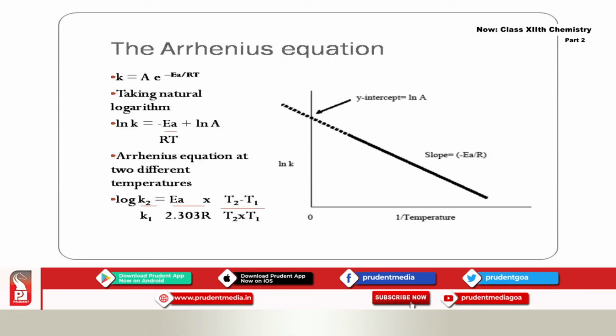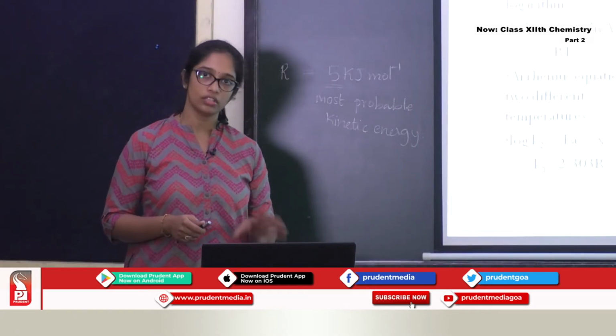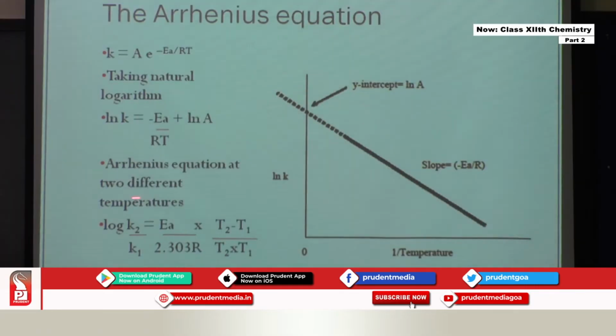So, according to the Arrhenius equation that we had seen earlier, k is equal to A e raised to minus Ea upon RT. If you take natural logs here, it becomes ln k is equal to minus Ea upon RT plus ln A. A here is known as the Arrhenius factor, which is constant for a particular reaction. Now, at two different temperatures, the equation gets modified as log of k2 upon k1 is equal to Ea upon 2.303 R into (T2 minus T1) upon (T2 into T1).